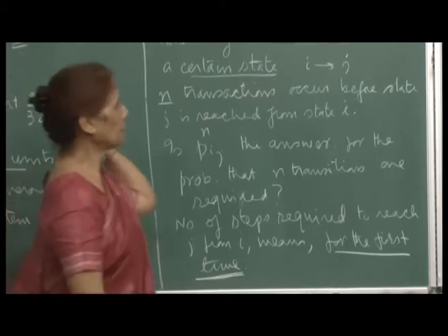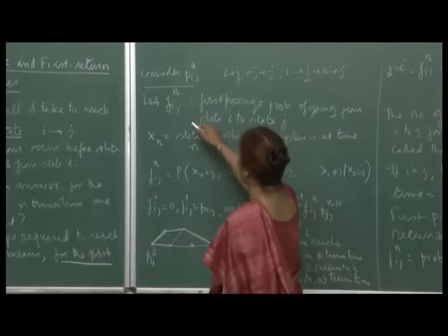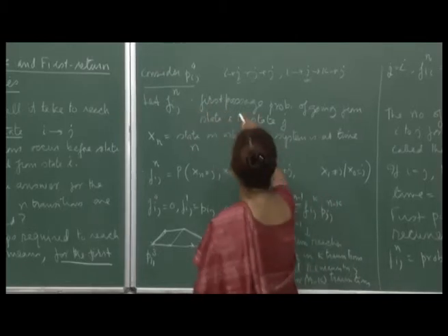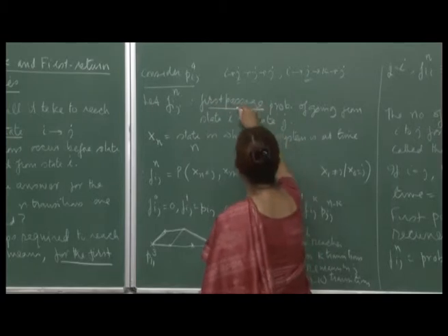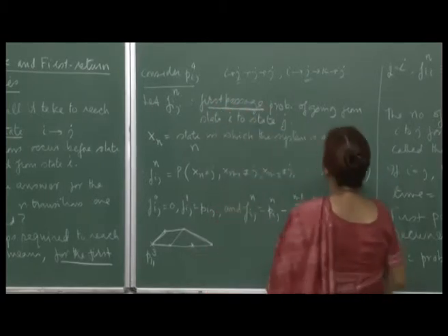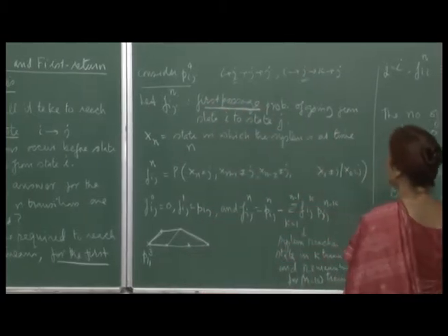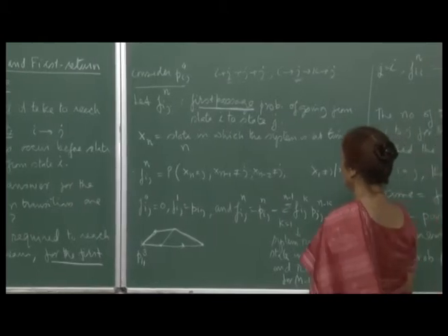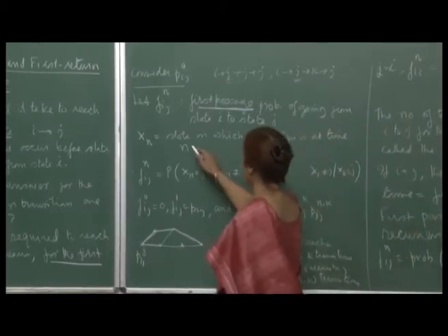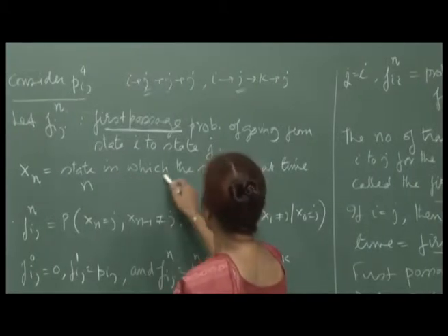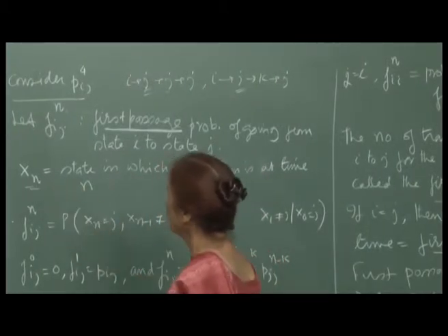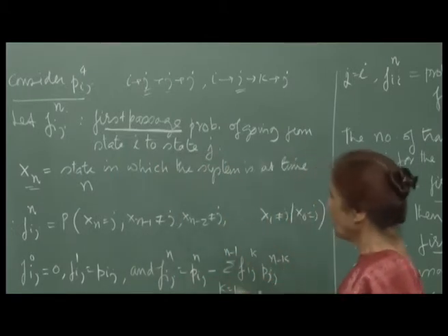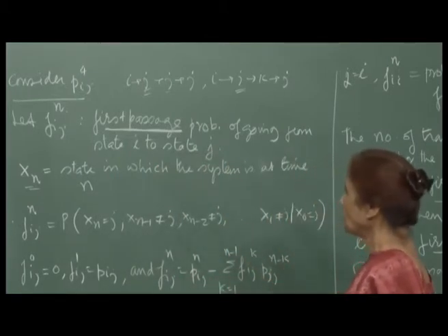And so, what we will do is we will make these definitions here. Again f I j n I am defining as the first passage probability. I have written first passage here, but I will define it here. So, first passage probability of going from state I to state j, and remember x n was the state in which the system is at time n, right. This is the notation we have been using when we were describing the transition probabilities and the Markov process.